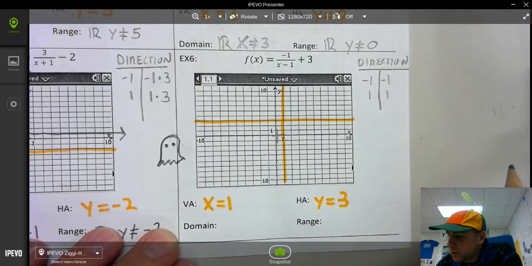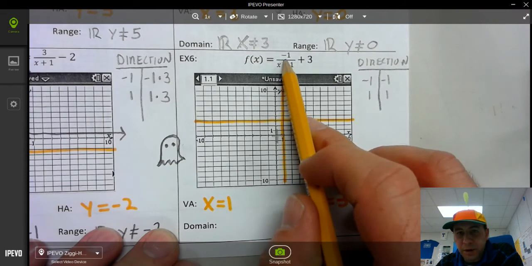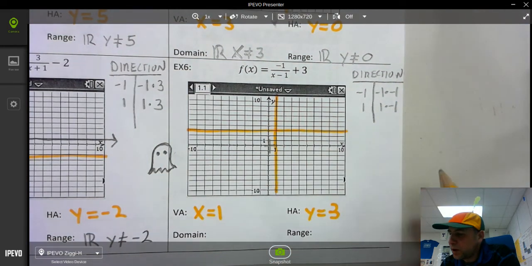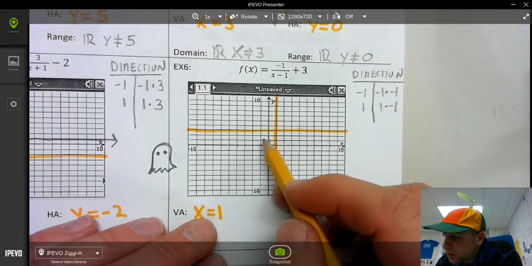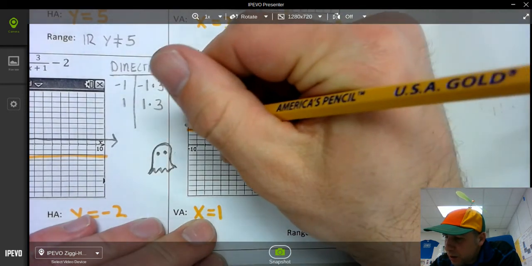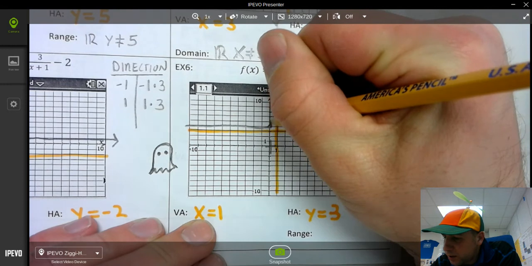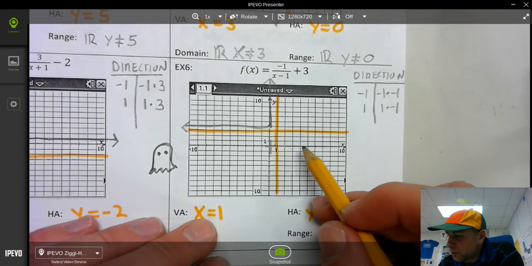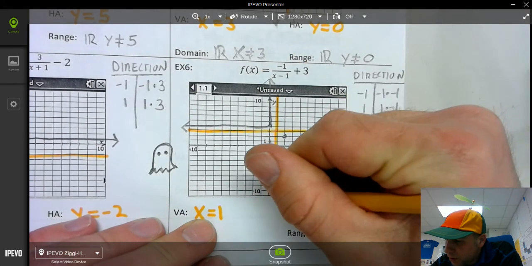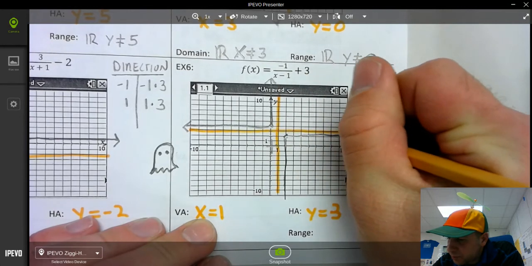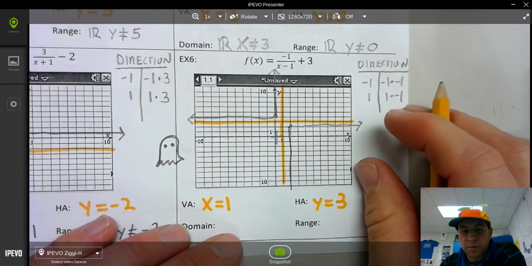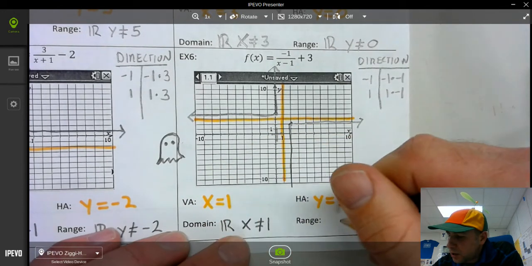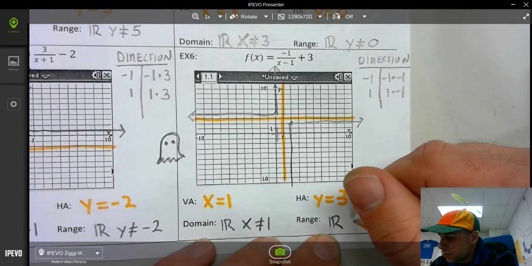All right, now we see that we're multiplying by -1, so we need to multiply the y values by -1. Okay, so from here, we go left 1, up 1, and we know we're moving close to the horizontal asymptote and towards the vertical asymptote. And here we go to the right 1, down 1, moving close to the vertical asymptote and towards the horizontal asymptote. Now the domain is all real numbers except for the vertical asymptote, and the range is all real numbers except for the horizontal asymptote.